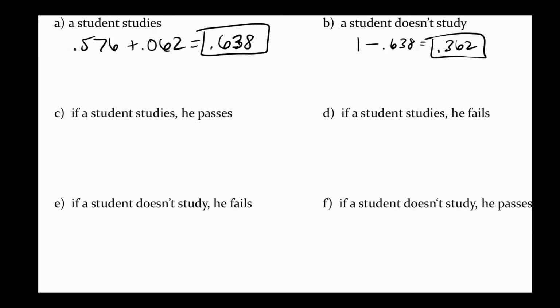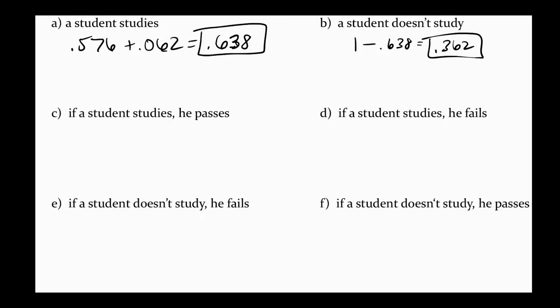Okay, so let's do question C now. Question C. If a student studies, what's the probability that he passes? He or she, it should say. They pass. Because I'm guessing it's not all males in the class. 57.6%. I don't know. How am I going to do it? I'm more asking how am I going to do it? See if anyone remembers.